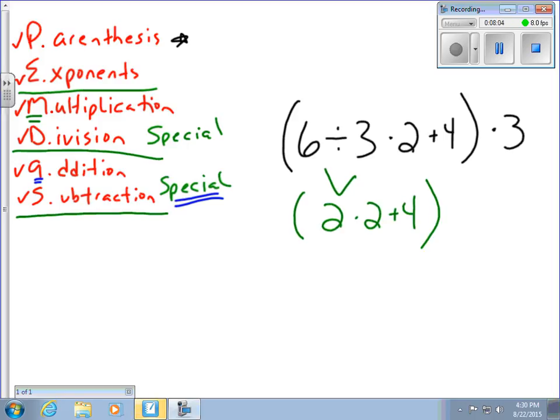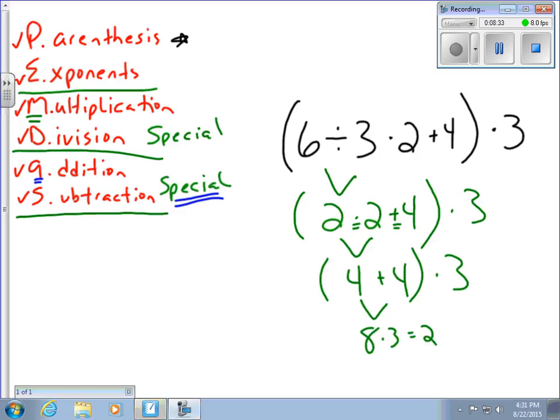I rewrite the problem, just do one operation, times 3. I still have parentheses here, and I still want to use order of operations inside the parentheses. So I do all my multiplication and division before any addition and subtraction. So I do the 2 times 2, which is 4, plus 4 in parentheses times 3. I still have parentheses, which I need to finish because that always comes first. 4 plus 4 is 8, times 3 equals 24. So the answer would be 24.